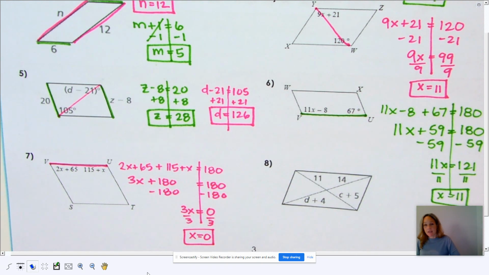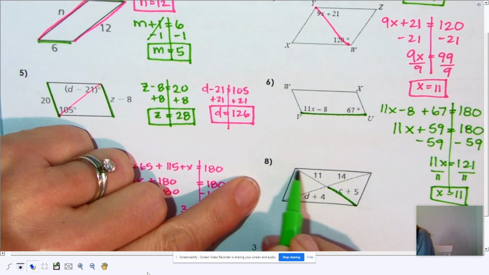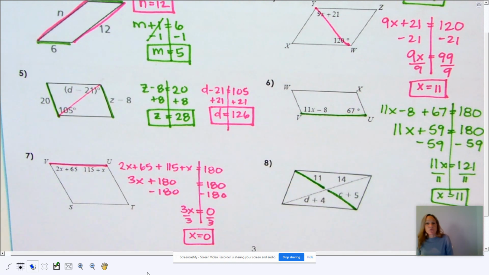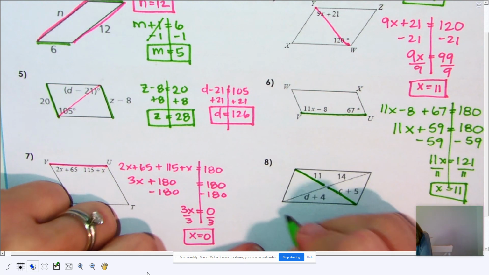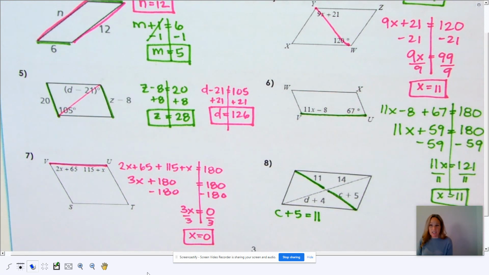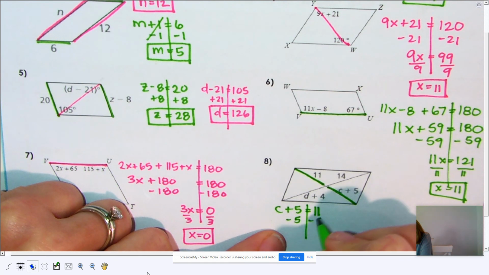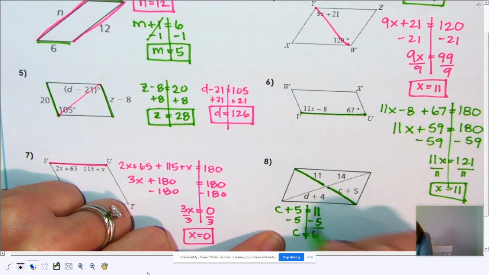Question number 8, we actually have 2 different equations here because we have 2 different letters. So that's your indication that you're probably going to have 2 answers. So I'm just going to go alphabetically. So I'm going to look at the C and I'm going to say, well, this and this are 2 equal portions of that diagonal. So I'm going to write out that equation. C plus 5 equals 11, because I know that the diagonals chop each other in half, okay? So C plus 5 equals 11 minus the 5 on both sides. So we get C is equal to 6.